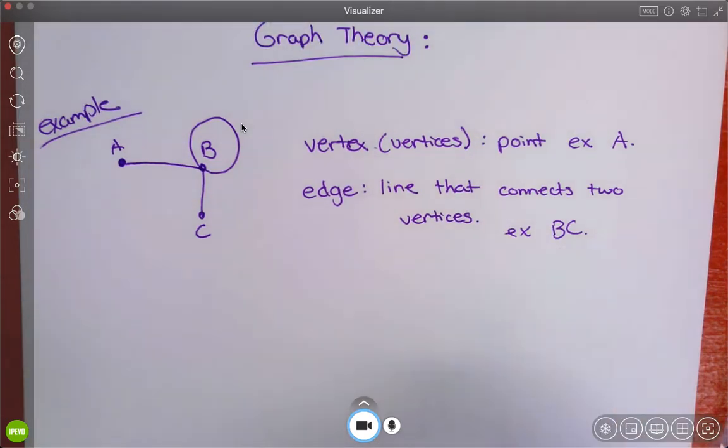So BC, you write the two letters together, and that indicates that it's an edge, okay, that they're connected. So I'm talking about this line from B to C. Okay? Does that make sense, or are we lost already?